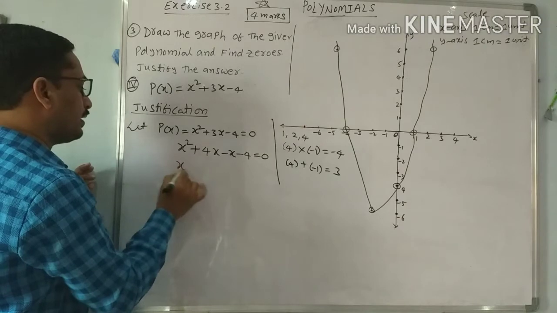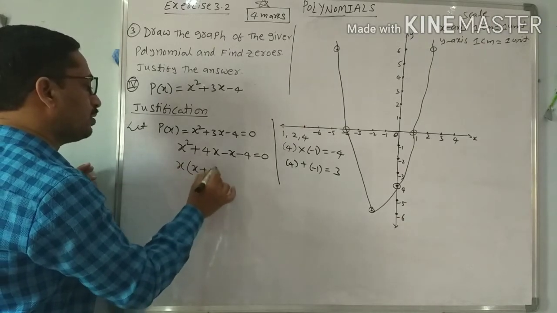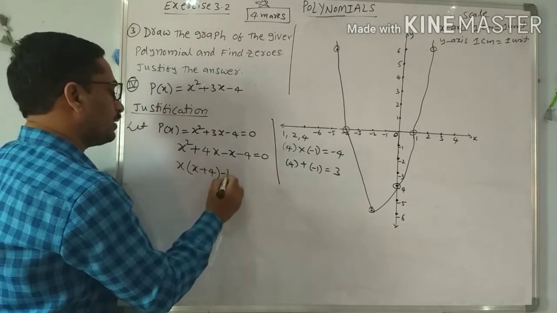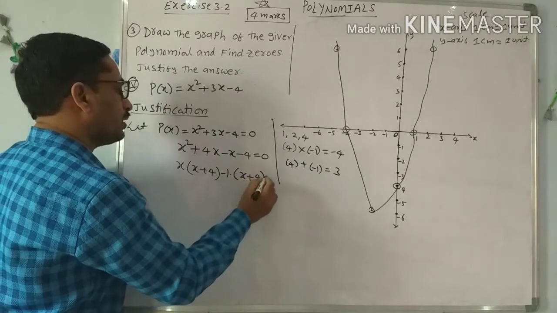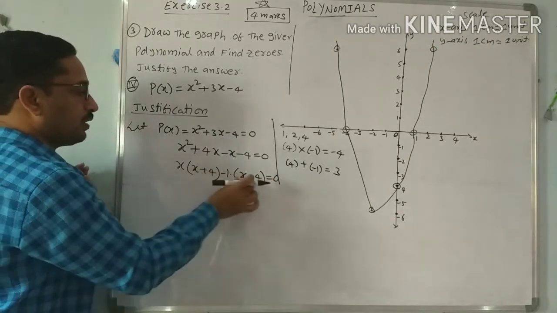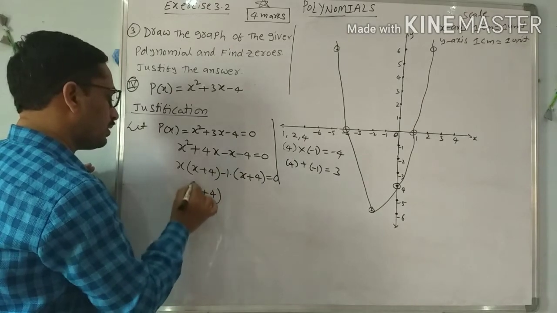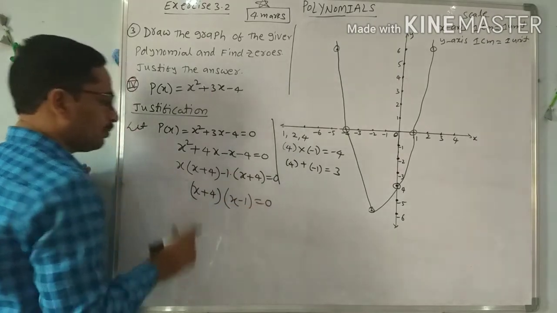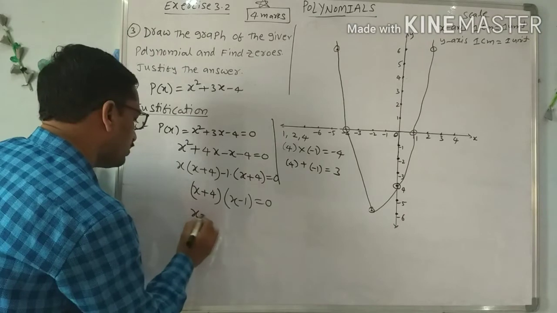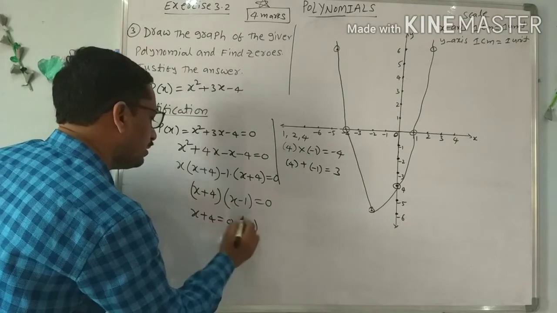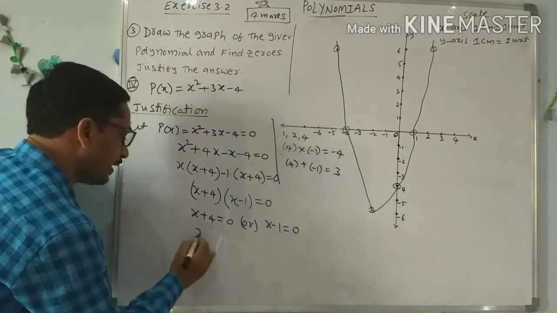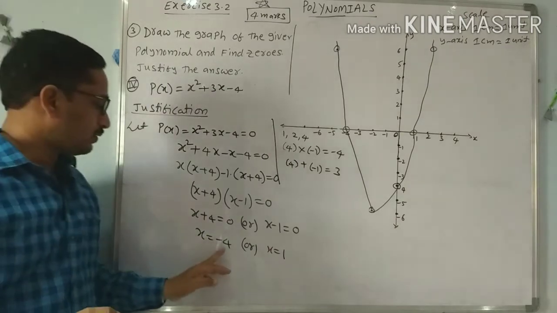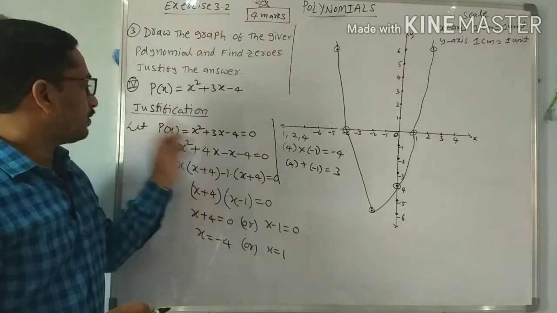Now in the first two terms take x common, x plus 4. The remaining two terms are negative, and here x plus 4 both are positive, so take minus 1 common, x plus 4 equal to 0. Now x plus 4 is the same, so take x plus 4 common, the remaining terms x and minus 1 equal to 0. Product 0 means first 0 or second 0. So x plus 4 equal to 0 or x minus 1 equal to 0. x equal to minus 4 or x equal to 1. So x equal to minus 4 and x equal to 1 are the zeros of our given polynomial.